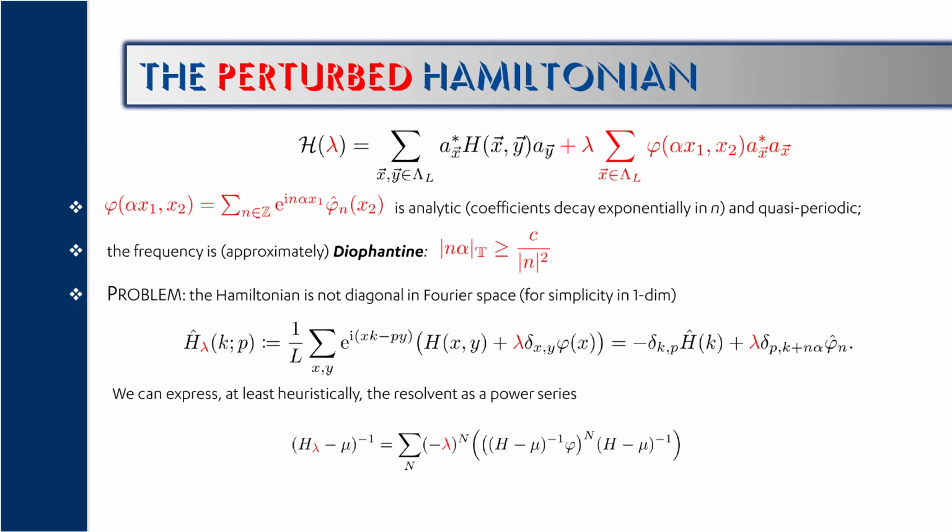I call K and P the Fourier variables in X and Y. And I divide by L because we will get a factor for the translation invariant part. After the Fourier transform, we get the Fourier transform of H, which is the translation invariant part, so it's diagonal in K and P. And in addition, we get a small perturbation, because there is a lambda, which is not translation invariant.